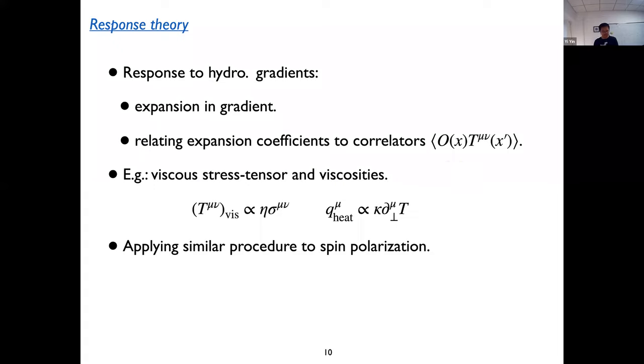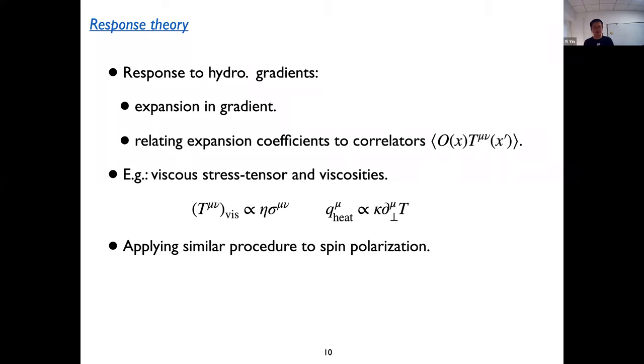The familiar example is in the usual hydrodynamics, you write down the constitutive relations, and then you compute the transport coefficients, such as the shear viscosity, by evaluating the correlation functions between the stress energy tensors. So what we should do next is just apply similar procedures to the field theory quantities that are related to the spin polarizations.